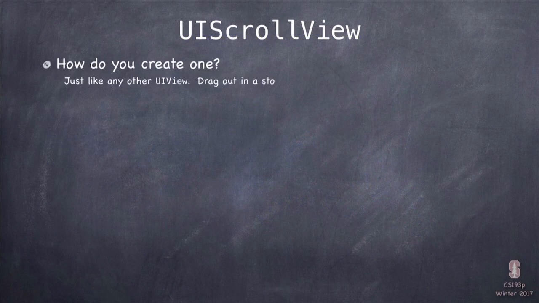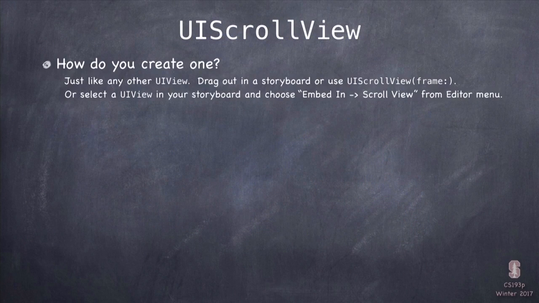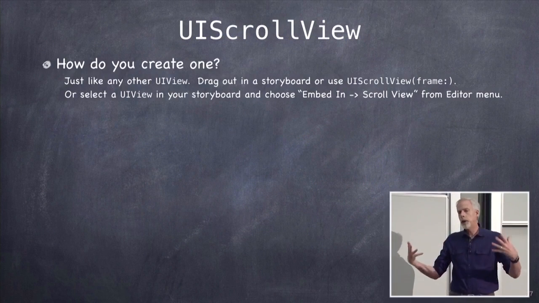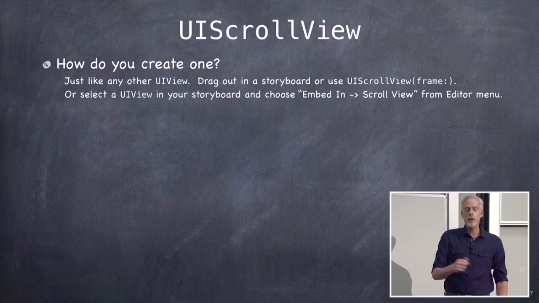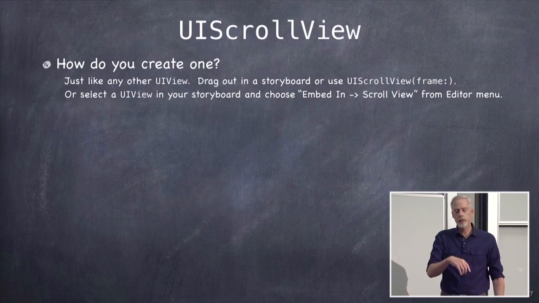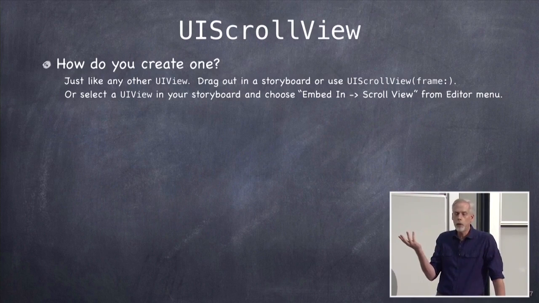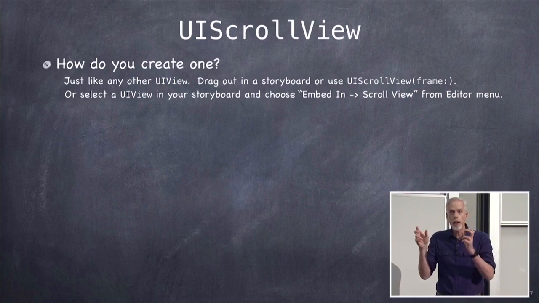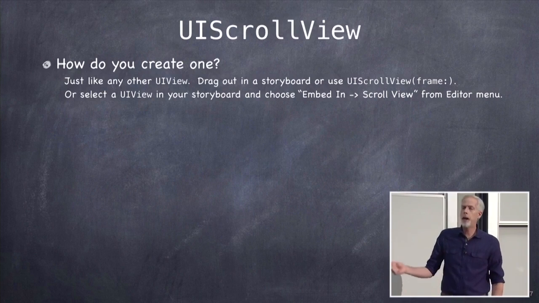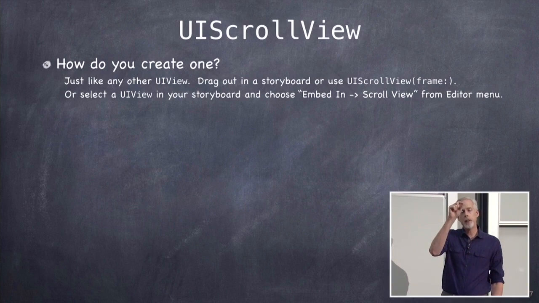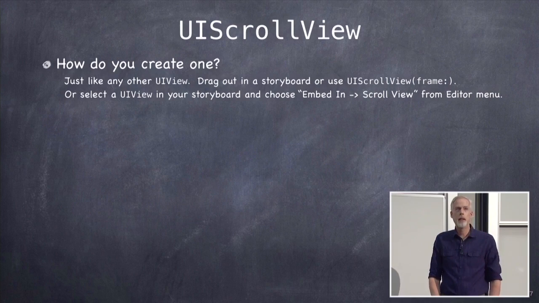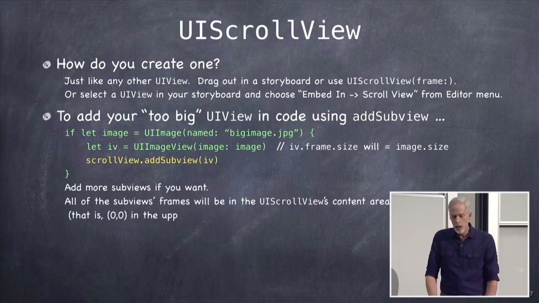Now, how do we create one of these things? Very straightforward. We drag it out of the utilities area in Storyboard. It's just a view, so you can do UIScrollView frame if you want, but 99% of the time we're pulling it out. You can also pick a view that's already in your Storyboard and go up to embed and say embed in ScrollView, and it'll put it inside the scroll view. Okay, so that's another way to do that.